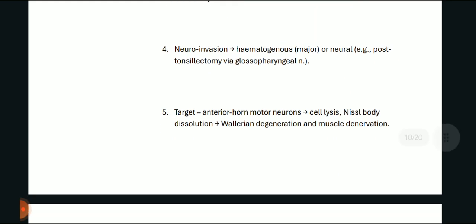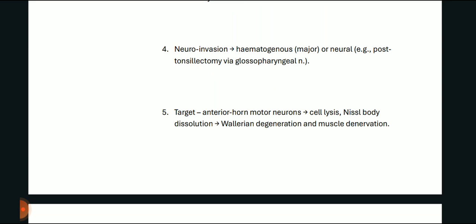It causes neuroinvasion and enters the nerves, most commonly via the hematogenous route, or it may go through the neural route. For example, post tonsillectomy, it can travel in the glossopharyngeal nerves.